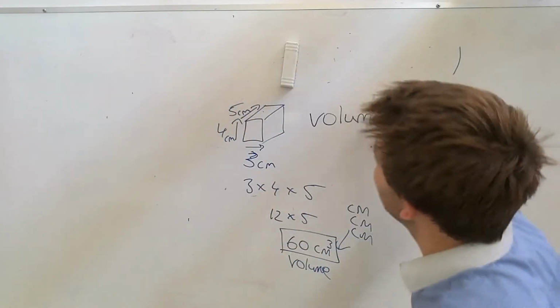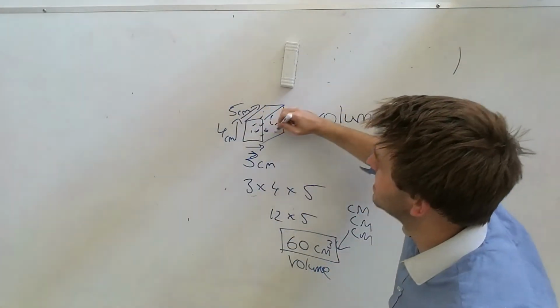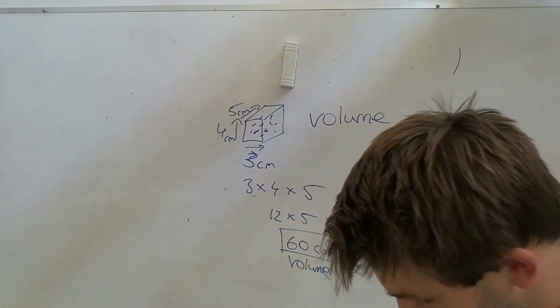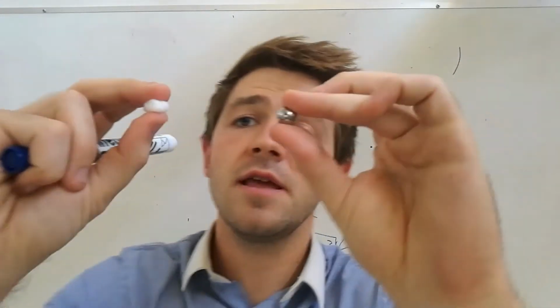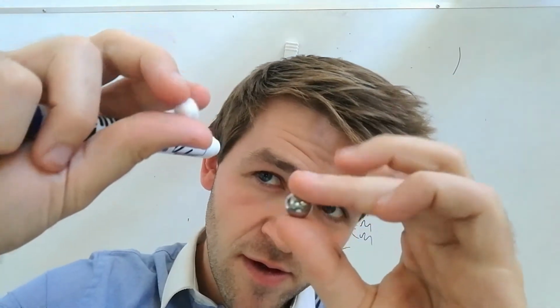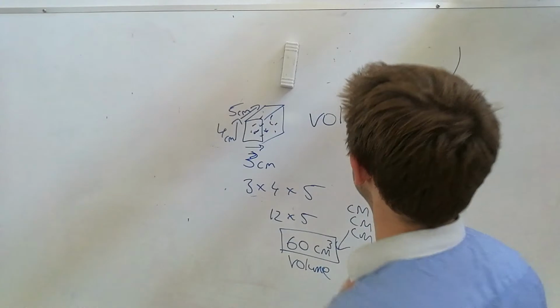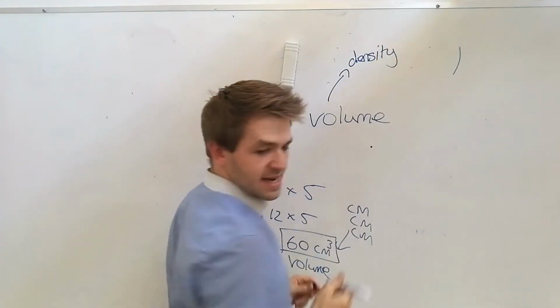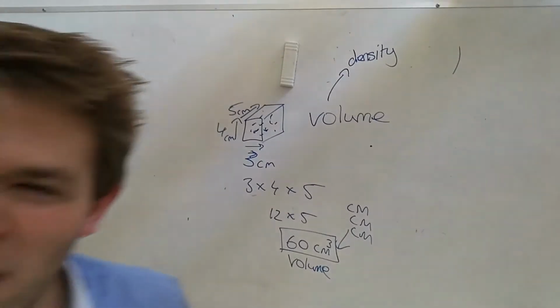Volume is a great thing that I can measure, because then I can see how tightly packed it is. Because different materials are differently packed. These balls are pretty much the same volume, but this one weighs so much more than this one. My iron ball is much heavier than my cotton ball. This comes to the word that links to volume called density. And that ball is rolling away, it's so annoying.